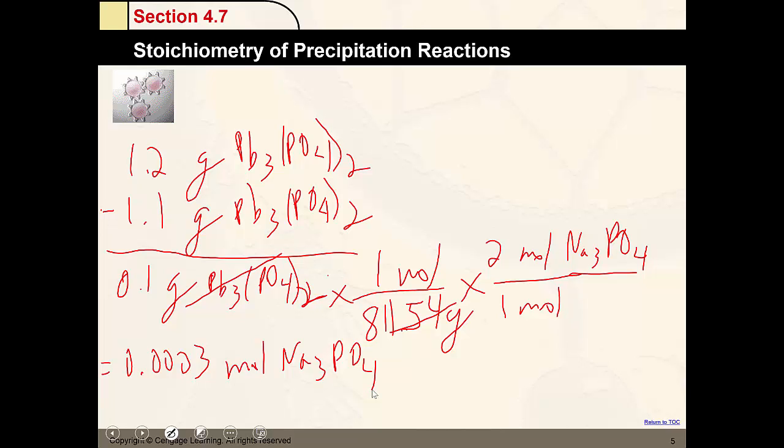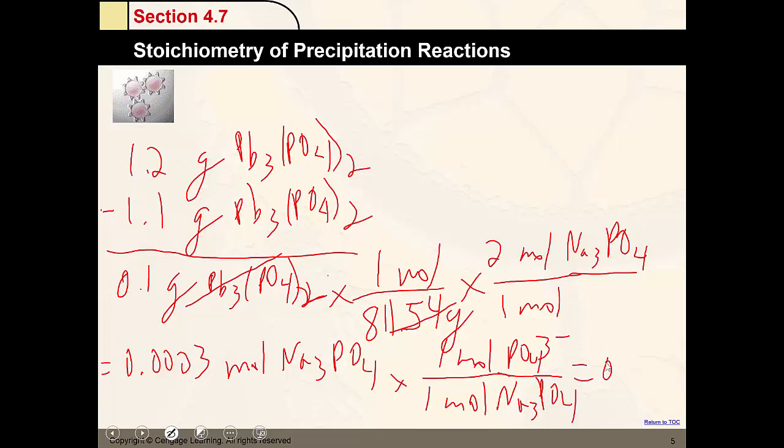And now we have to look at the number of moles of phosphate ions. So in sodium phosphate, in 1 mole of sodium phosphate, there's 1 phosphate ion. So that number of phosphate ions remains the same, 0.0003. Okay, so that means that's the number of moles of phosphate we have left.